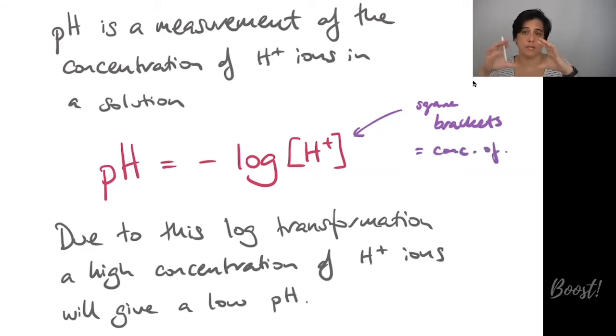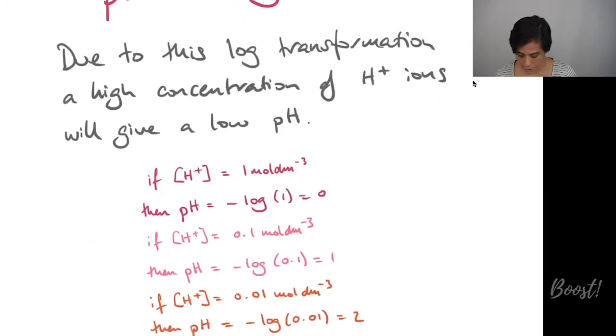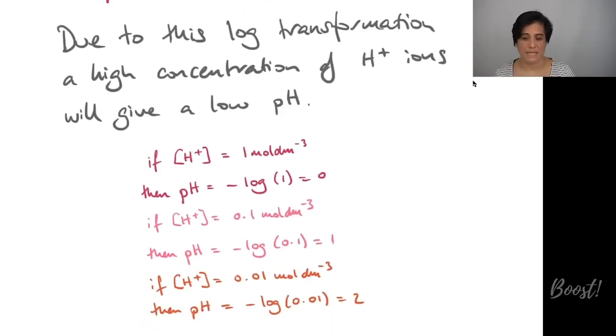So whenever you see square brackets around ions in solution, we're talking about the concentration of that thing, not just something else to do with H+ ions. So if we take the negative of the log transformation of the concentration of H+ ions, we get our pH. And due to this log transformation, if we have a high concentration of H+ ions, then we'll get a very low pH.